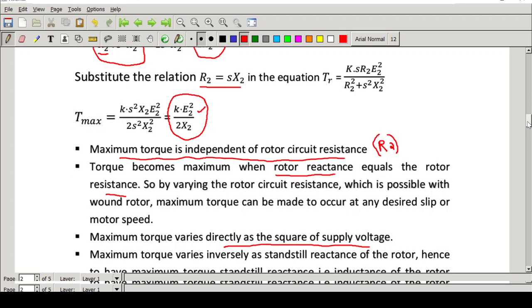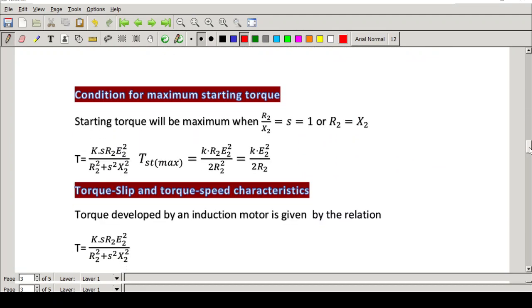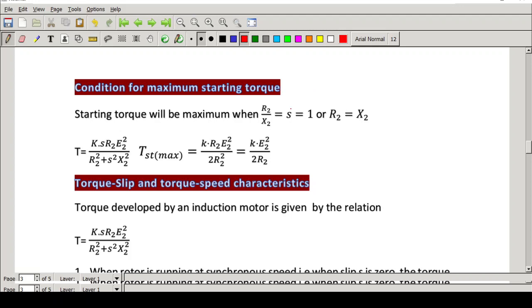So these are the conclusions we get after the derivation of that equation, that is the maximum torque under running condition. Now next question is how can you get the maximum torque, starting torque? The same equation, the condition is the same, but here we will get a slip S equal to 1 because this is a starting torque. Starting condition, the rotor speed NR is 0. That means slip S is equal to 1. So we have to apply that condition also, that is S equal to 1. Also S is equal to R2 by X2, from which we get the relation rotor resistance R2 is equal to X2.